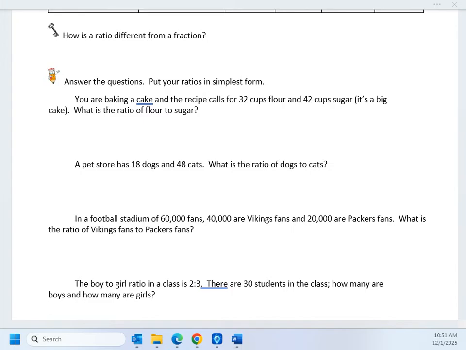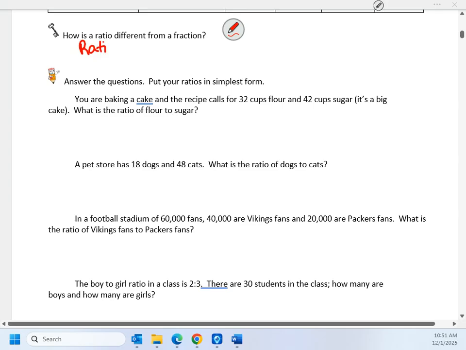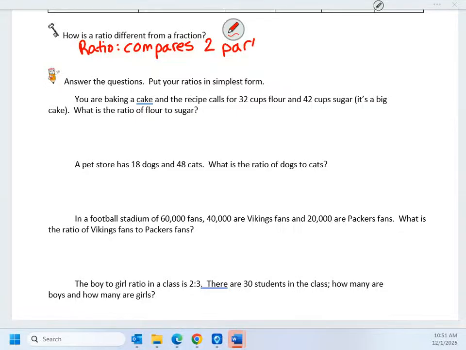So that ratio compares the 2 numbers, 2 parts. So a ratio compares 2 parts, or compares a part to a part. Right? It's comparing those 2 parts. A part to a part. So what is a fraction?